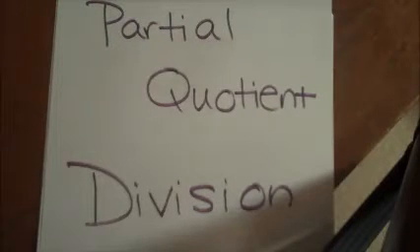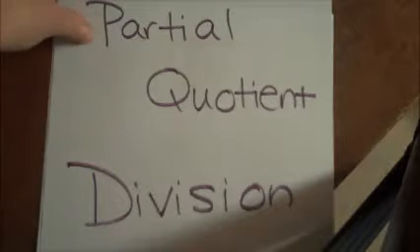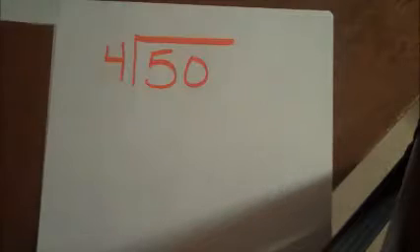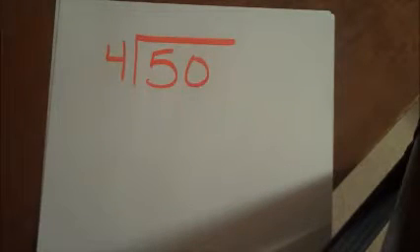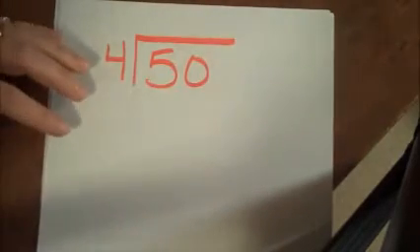Partial quotient division. This seems to be popular sometimes with students who learned to do division using partial quotients. So I want to solve these problems for you and show you the steps you would have to take if you continue to use this method for division with decimals. This says 50 divided by 4.